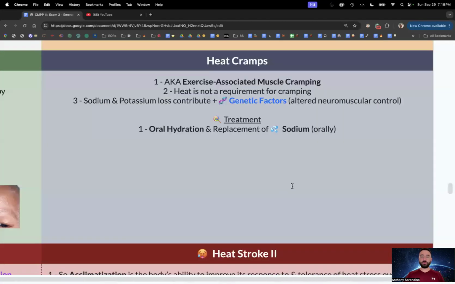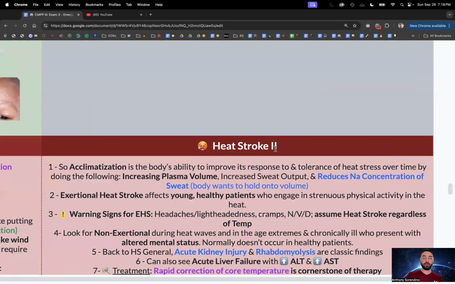Moving on to heat cramps. Heat is not a requirement for cramping. You can get this in the cold. You don't have to be at the Winter Olympics; you can get heat cramps because it's the heat of your body. So you want to replace hydration and sodium because you're sweating so much, right?